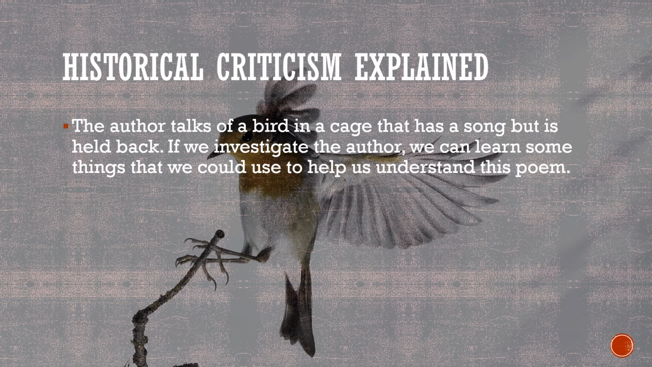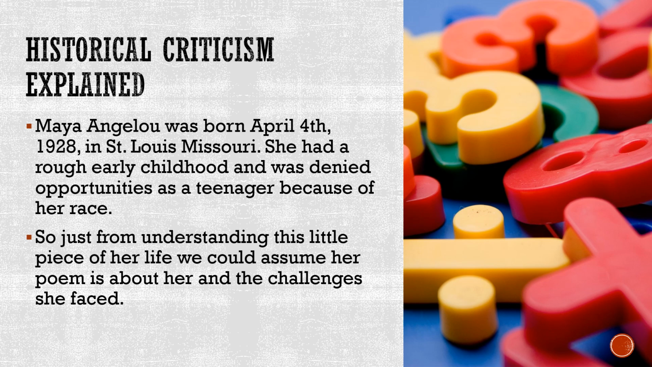So the author talks of a bird in a cage that has a song but is held back. If we investigate the author, we can learn some things that we could use to help us understand this poem. Maya Angelou was born April 4th, 1928, in St. Louis, Missouri. She had a rough early childhood and was denied opportunities as a teenager because of her race. Just from understanding this little piece of her life, we could assume her poem is about her and the challenges she faced.